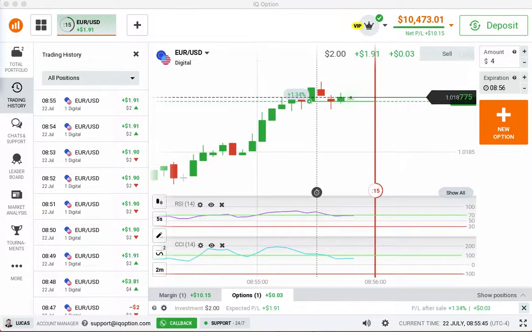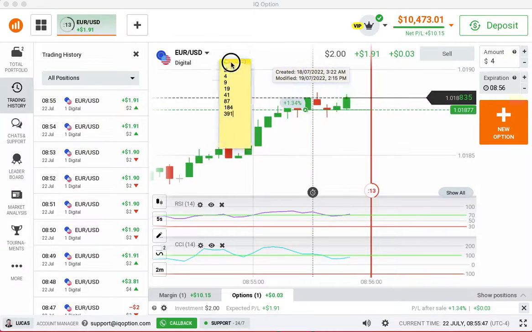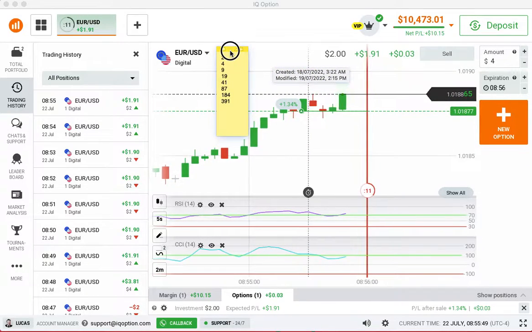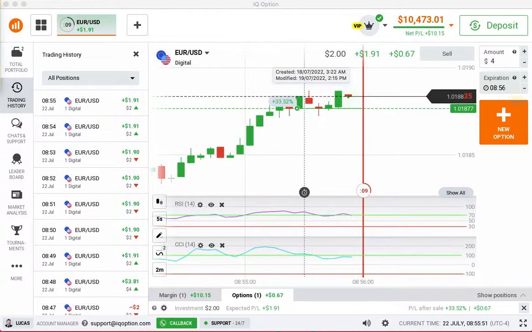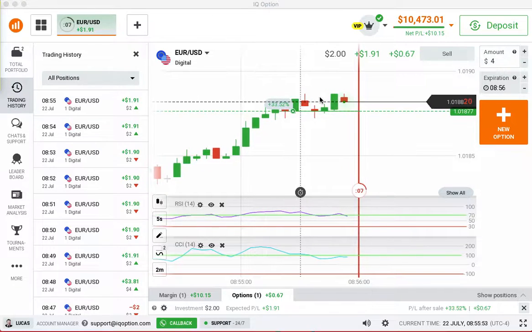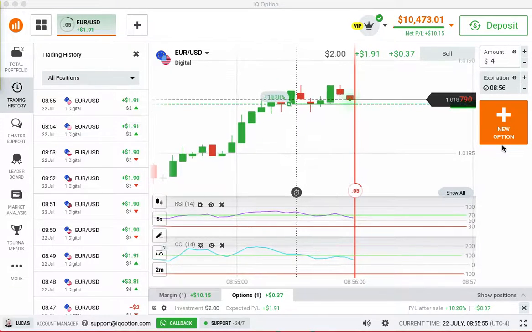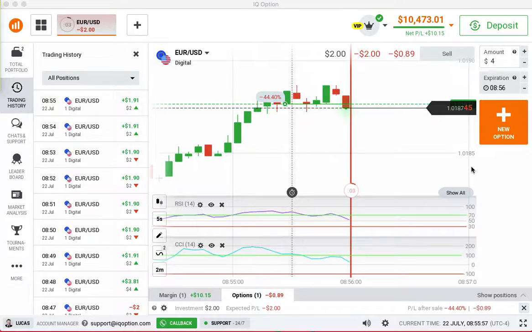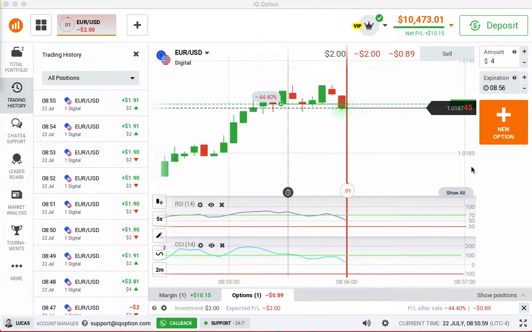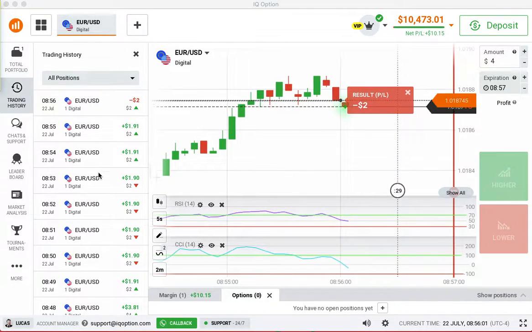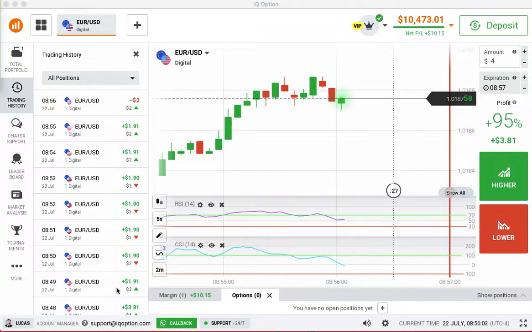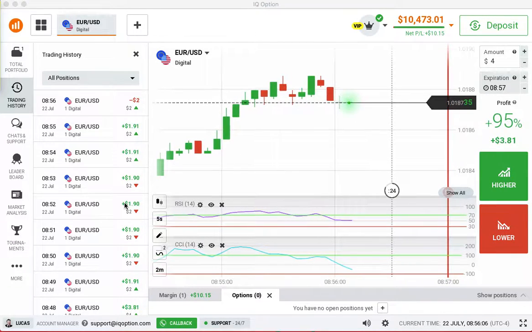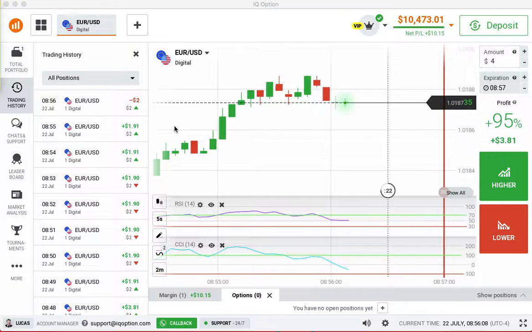Using this trading method right here, 2, 4, 9, 19, 41, 87, 184, and 391, and ultimately winning. After this trade, whatever happens to this trade, we're ultimately finished. And again, we never stop on a loss. We always stop on wins, right? So you see that's the end of a streak. 1, 2, 3, 4, 5, 6, 7, 8, an 8-win streak.